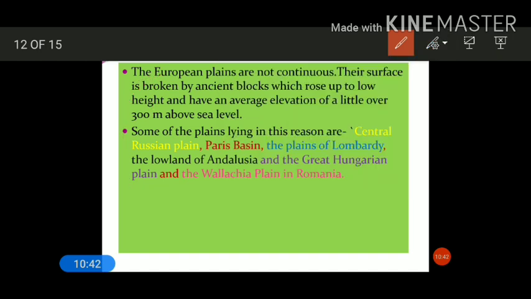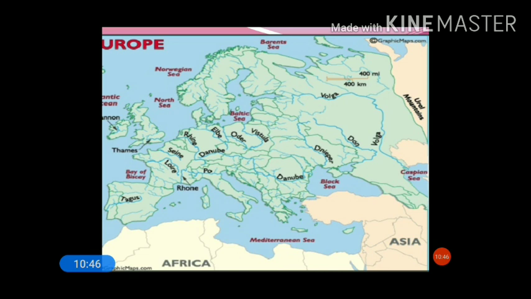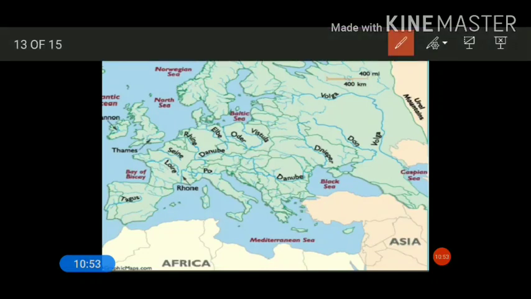Now coming to the next topic. You can also see the rivers that drain in the central plains. We have Volga, Dnieper, Don River. So the same Volga river drains in the central plains. Oder, Vistula. These are some of the rivers that drain in the central plains.